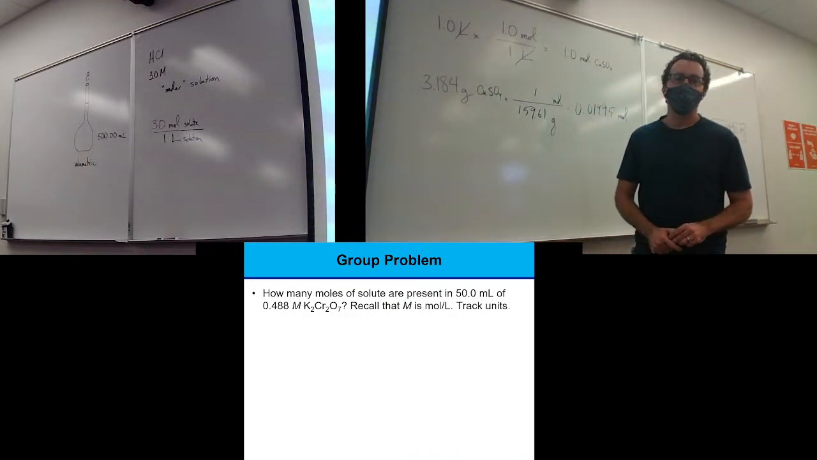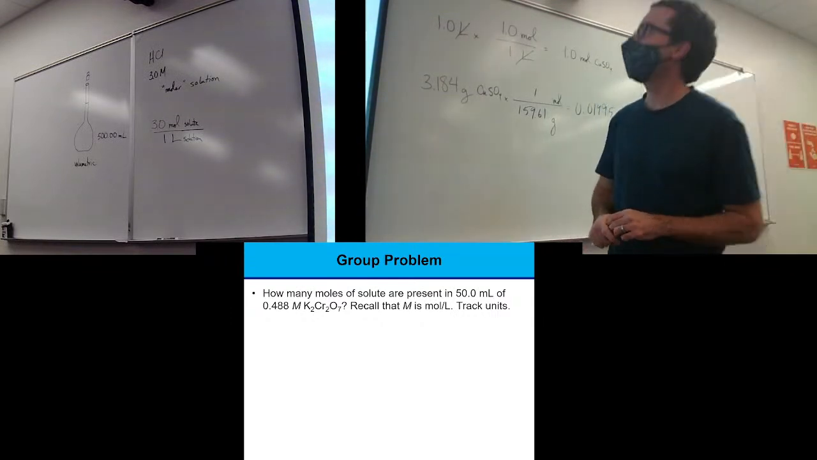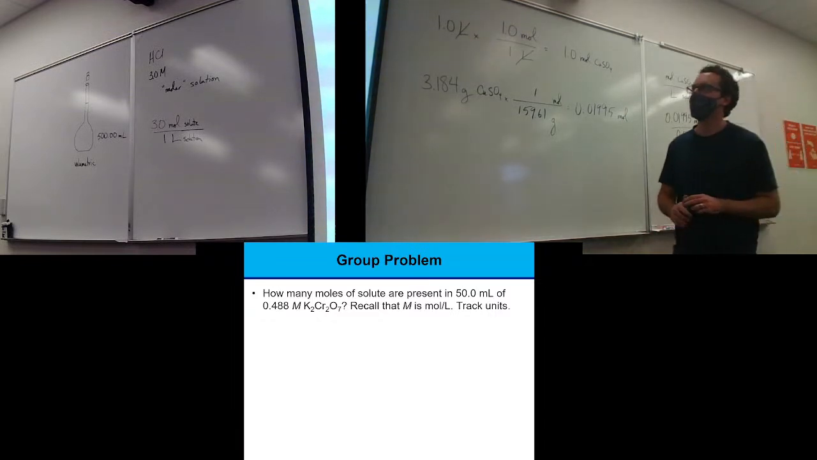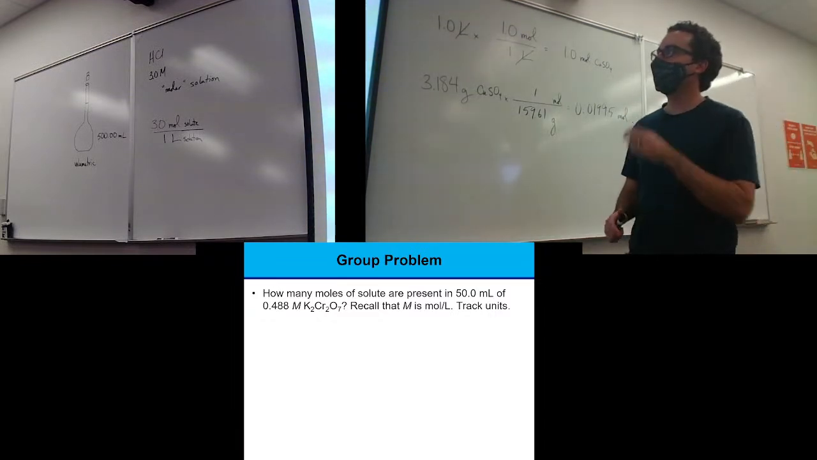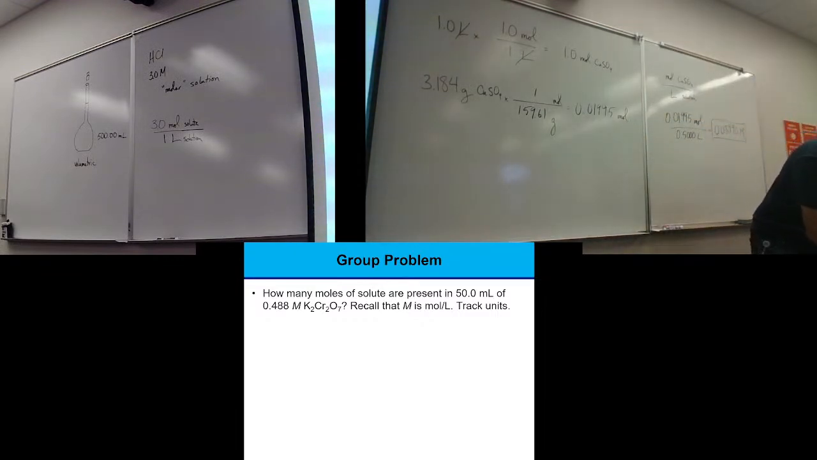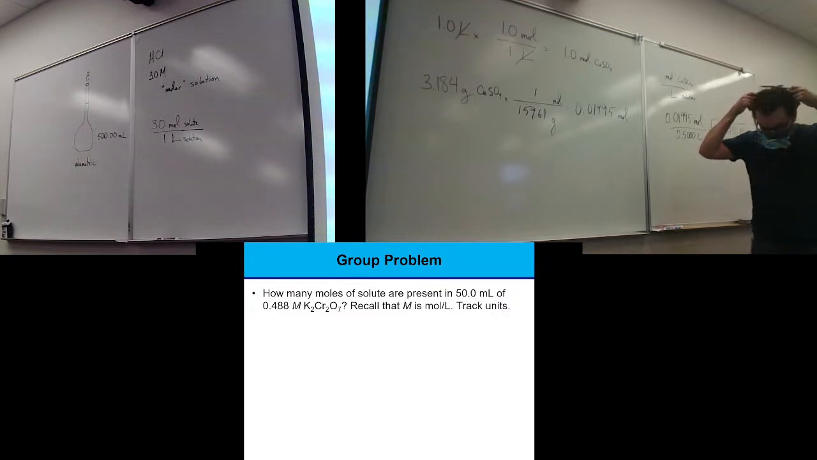You guys want to try this? I think I already flashed the answer, but how many moles of solute are present in 50 milliliters of a 0.488 molar potassium dichromate solution? Give that a try real quick. And again, the key here is just think of your concentration as a conversion factor.